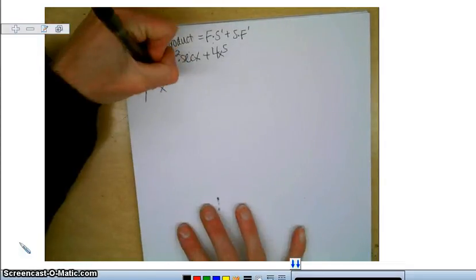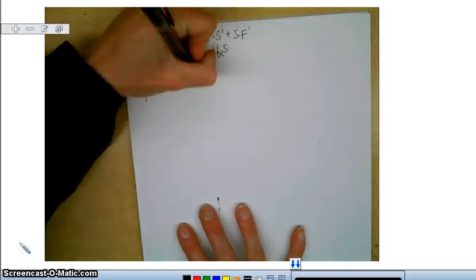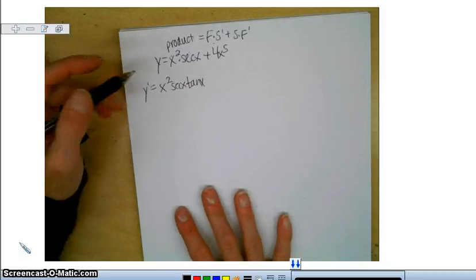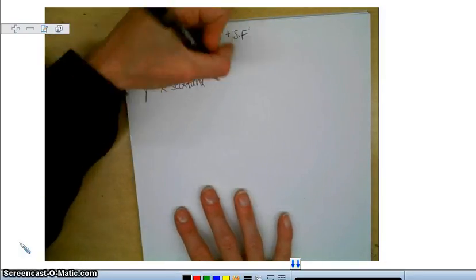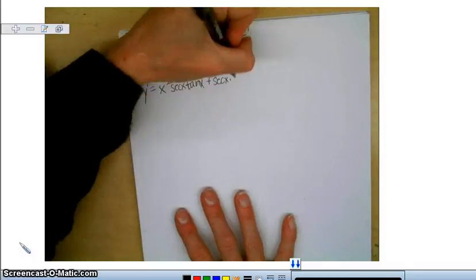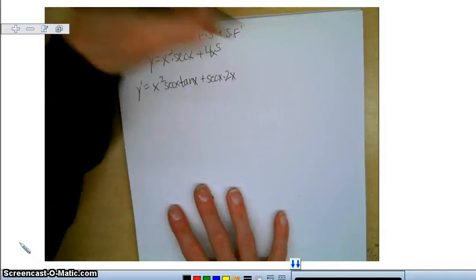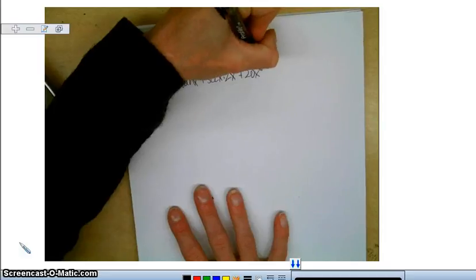So x squared, and the derivative of secant x is secant x tangent x. I will have the derivatives of the trig functions written on the board for you during the test. Okay, now plus the second, which is secant x, times the derivative of the first, which is 2x. And then the derivative of 4x to the 5th is 20x to the 4th.